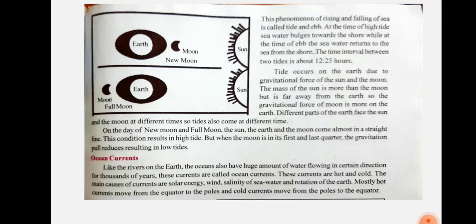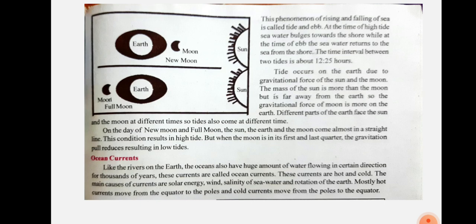Now, something about ocean currents. Like the rivers on the earth, the oceans also have huge amount of water flowing in certain direction for thousands of years. These currents are called ocean currents. The water in the ocean moves in a fixed direction for many years. So these currents are called ocean currents. These currents are hot and cold.